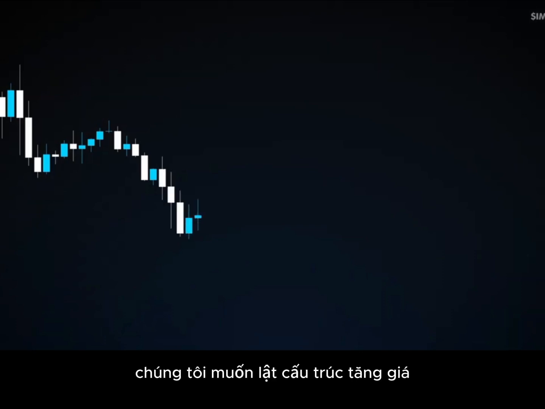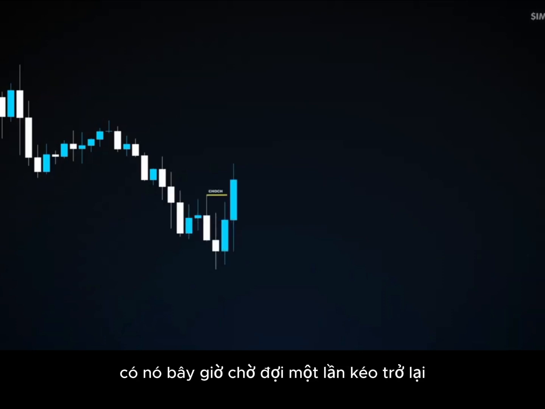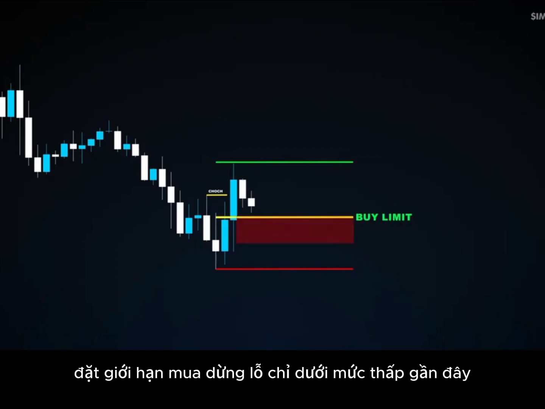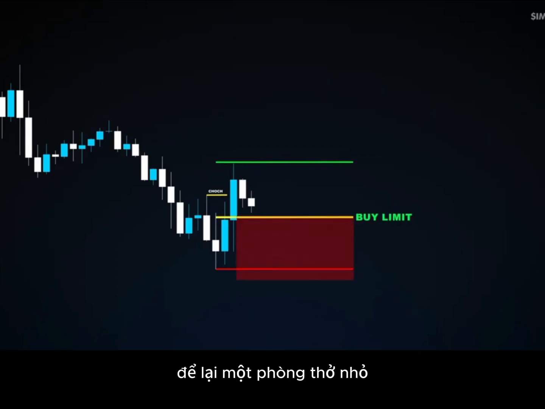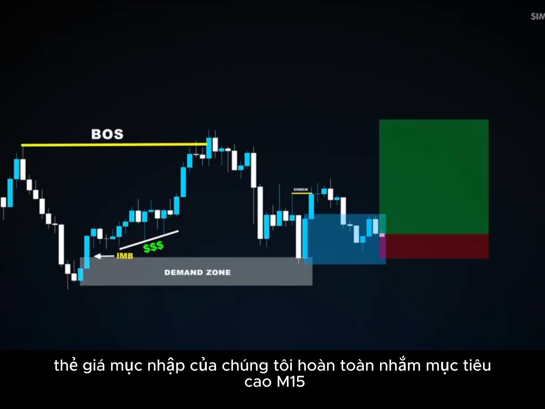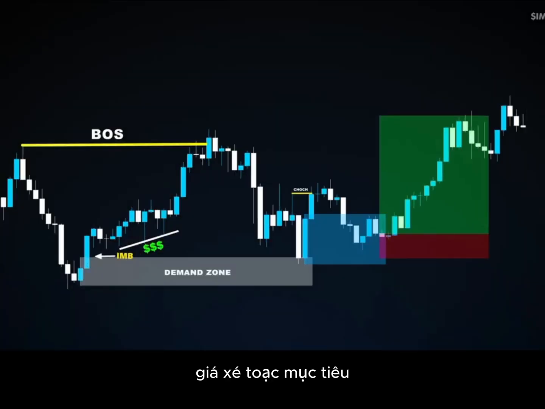On M1, we want a bullish structure flip. Got it. Now wait for another pullback. We pull out the fib, mark 50%, set the buy limit. Stop loss goes just under the recent low. Leave a little breathing room. Price tags our entry perfectly. Target, the M15 high. Price rips up, smashes the target.